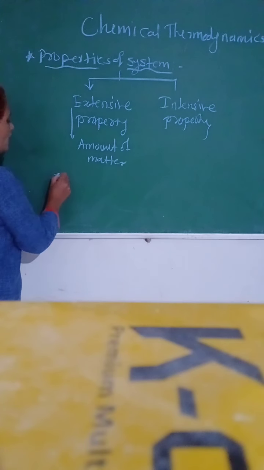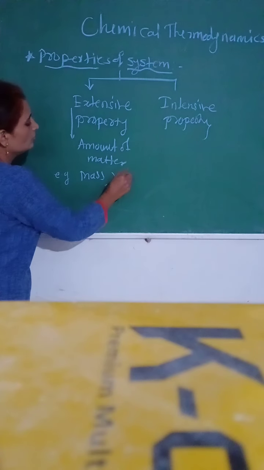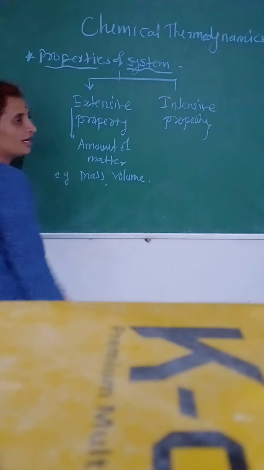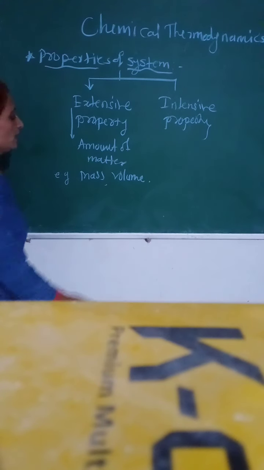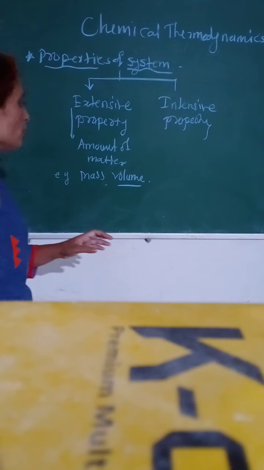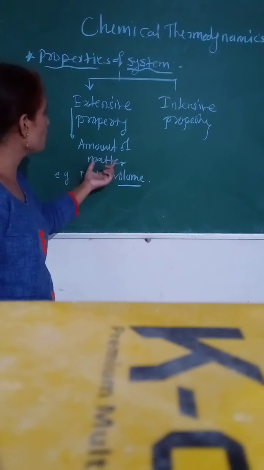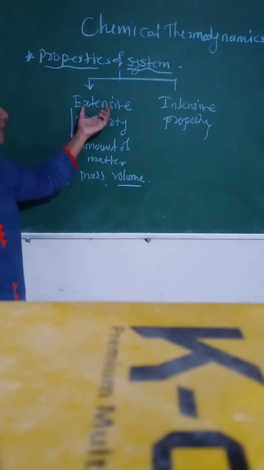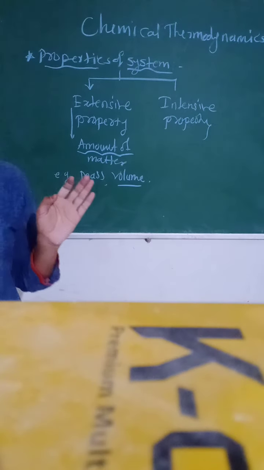Take examples of this property: mass, volume, internal energy. These properties are extensive because they depend on the amount of matter. Take volume. At 1 mole, the volume will be 22.414 liters. Then at 2 moles, it will be double the volume. It depends on the amount of matter.